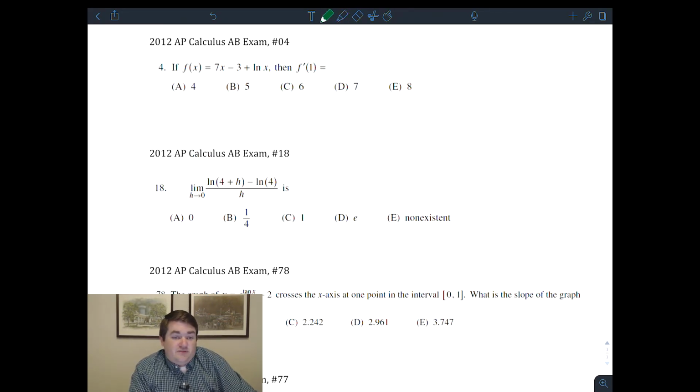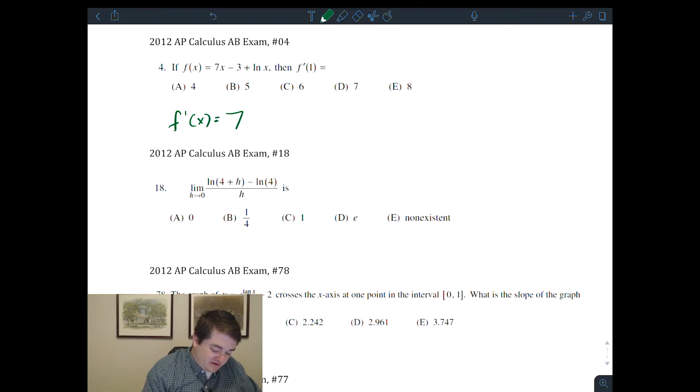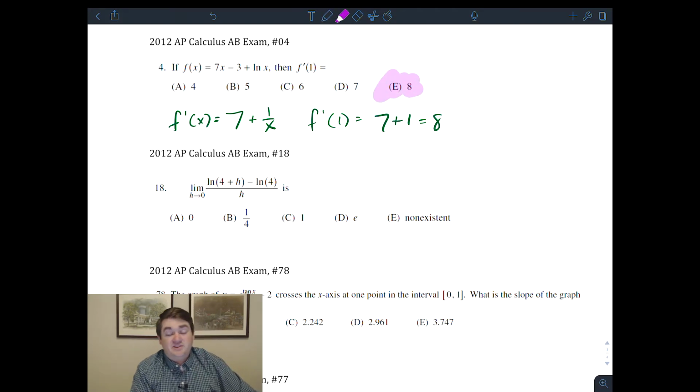2012 AB number 4. If f of x equals 7x minus 3 plus ln x, then f prime of 1 equals what? Well, it's a two-step problem. Step 1, find the derivative. Step 2, plug in 1. So f prime of x is going to be 7 minus 0 plus 1 over x. So f prime of 1 is going to be 7 plus 1, which is 8. So my answer is E.